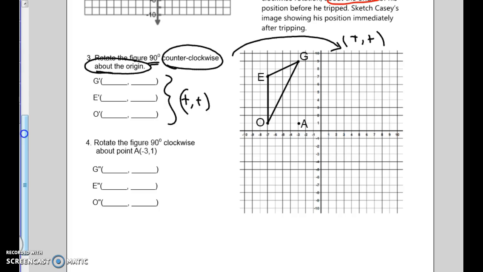Remember, when we're rotating 90 degrees, we can just flip our coordinates. So E is at negative 7, 7. So if I flip my numbers, then I just have a 7, 7. O is at negative 7, 1. If I flip my numbers, that would be a 1, 7. And then my G is at negative 3, 9. So that means over here it would be a 9, 3.